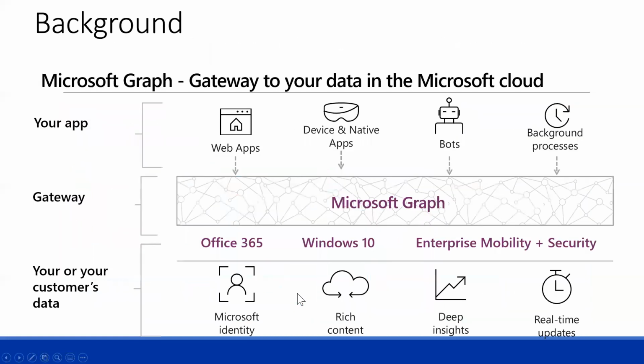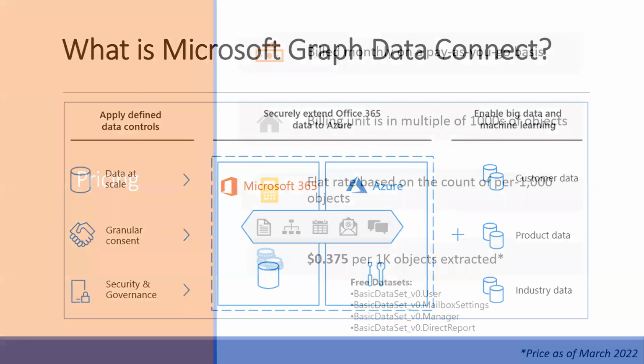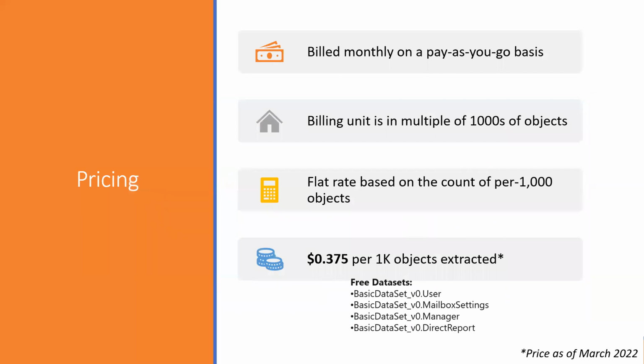So basically, there are a couple of data sets. We need to talk about the pricing once it comes to fetching the information. So you will ask me, what is the price? Okay, so Microsoft Data Connect, if you're taking that information out using Microsoft Data Connect, it is billed on a pay-as-you-go basis. So whatever you extract, only that amount you will be billed for.